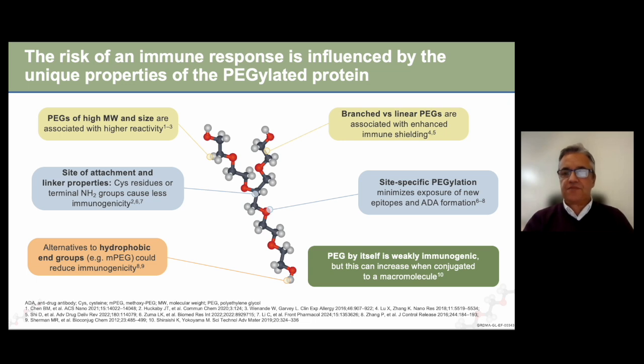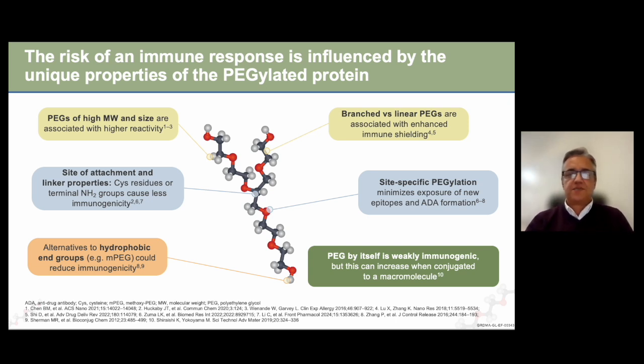We also have these branched versus linear PEGs that are really associated with enhanced immune shielding. The site-specific PEGylation also minimizes the exposure of new epitopes and ADA formation, and really PEG by itself is weakly immunogenic. The problem is that sometimes, due to the technology, when you do conjugation with PEG, we can expose epitopes that usually are not present in the original protein.